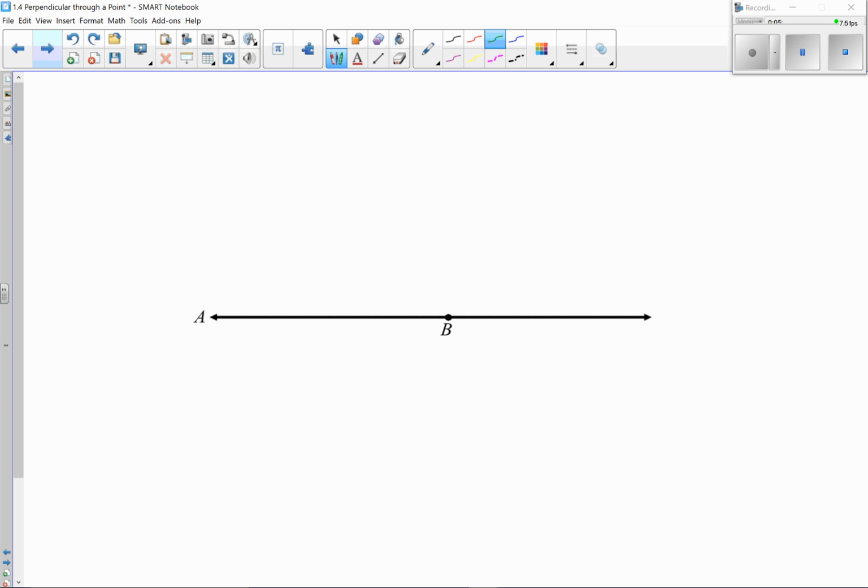So to do that, again, you're just going to take your compass. We're going to put the pointer on B, or whatever point you want it to go through, and extend it some distance. Now, again, the distance here is arbitrary. It depends on how big or small you want to make it, because B will be the midpoint no matter where I make it, since I'm going to make it on both sides.